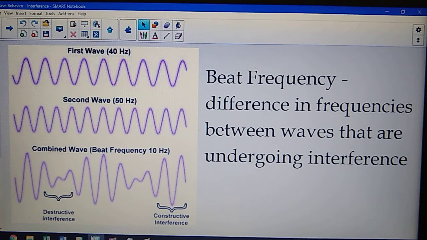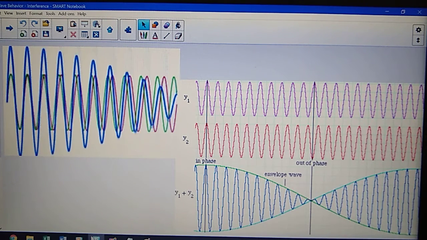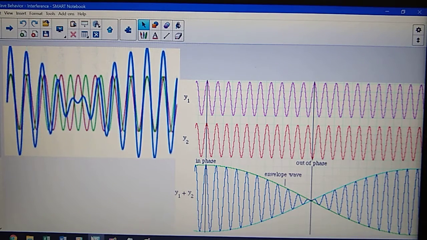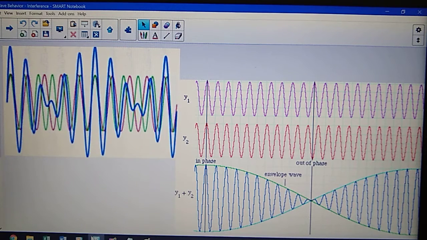Very quickly, to calculate the beat frequency is pretty simple. A beat frequency is simply the difference in frequencies between waves. If I have a wave that is 40 hertz and a wave that is 50 hertz, my beat frequency would be 10, the difference between the waves. So as you have a beat frequency, certain areas are going to be in phase, that would be the constructive interference, and certain areas will be out of phase, that would be the destructive interference.